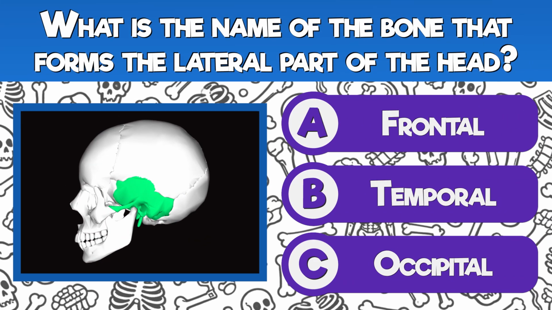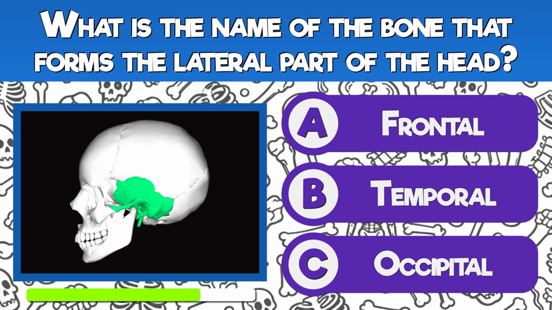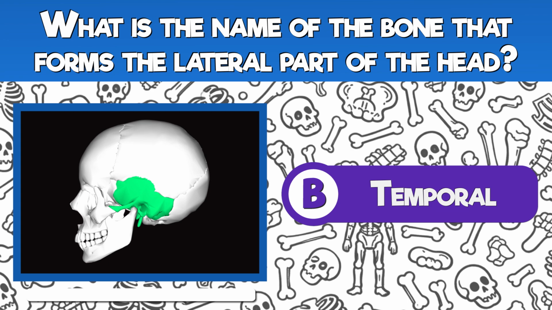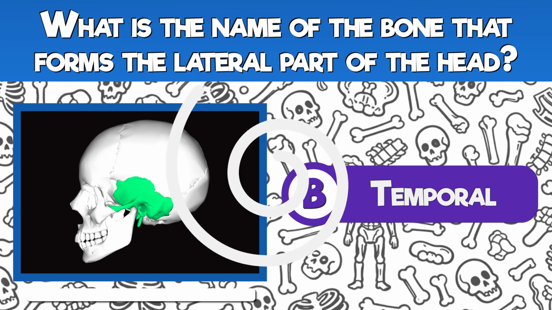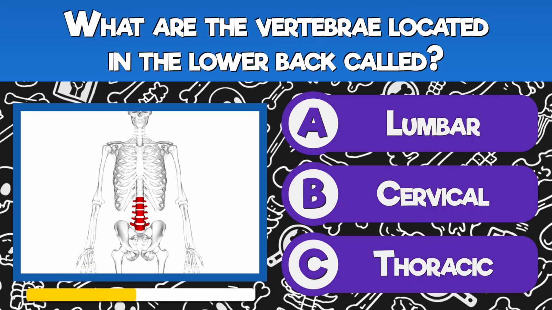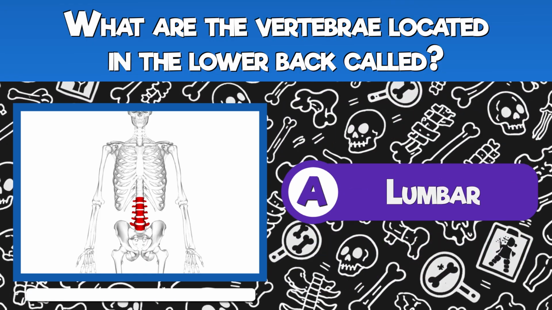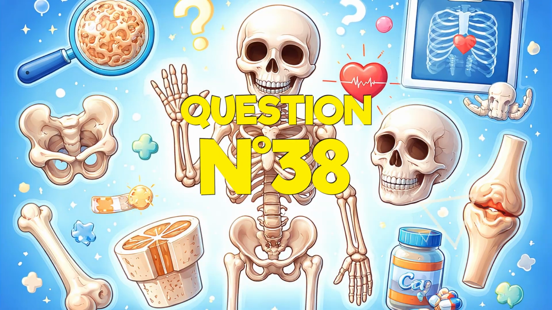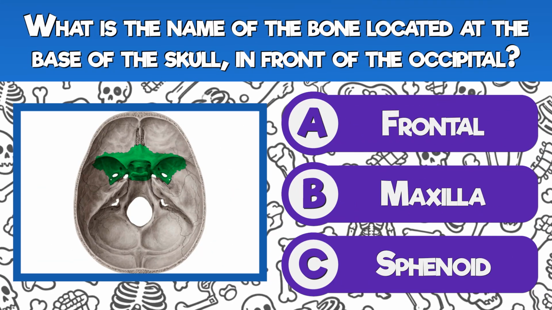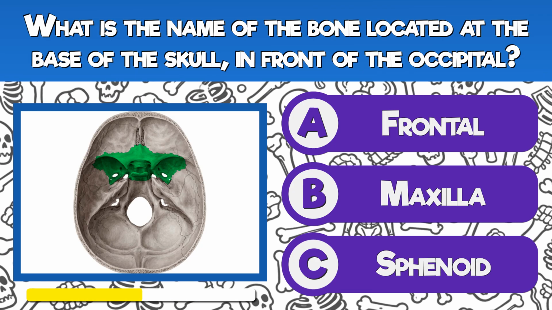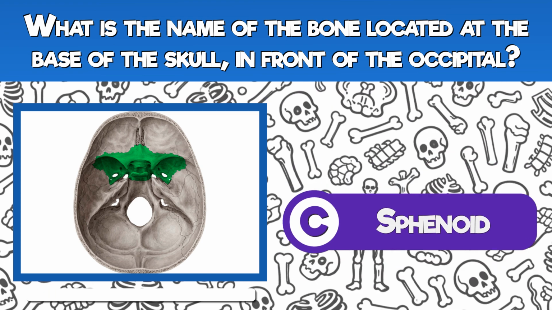What is the name of the bone that forms the lateral part of the head? The temporal bone. What are the vertebrae located in the lower back called? Lumbar vertebrae. What is the name of the bone located at the base of the skull, in front of the occipital? The sphenoid.